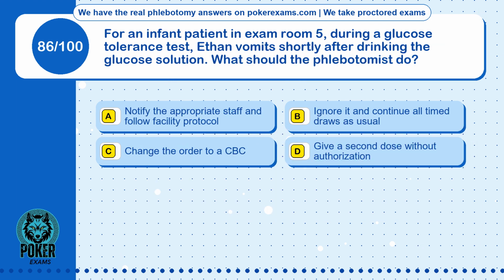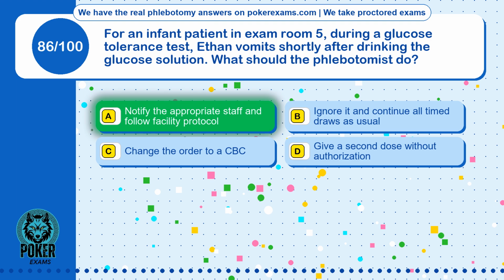Question 86. For an infant patient in exam room 5, during a glucose tolerance test, Ethan vomits shortly after drinking the glucose solution. What should the phlebotomist do? Option A. Notify the appropriate staff and follow facility protocol. Option B. Ignore it and continue all timed draws as usual. Option C. Change the order to a CBC. Option D. Give a second dose without authorization.